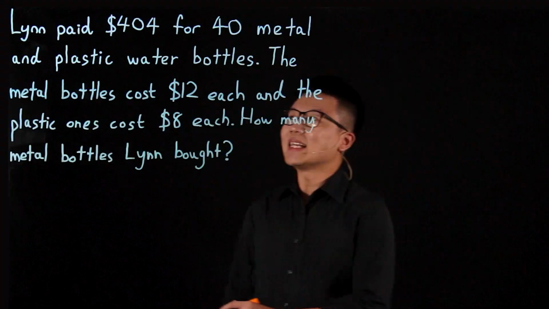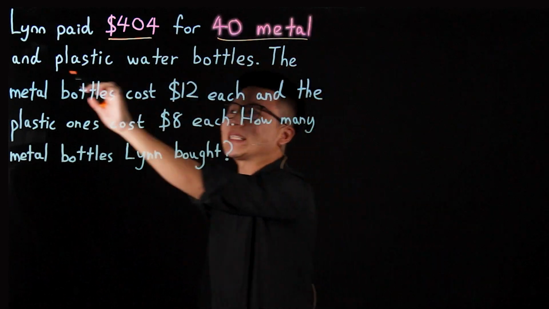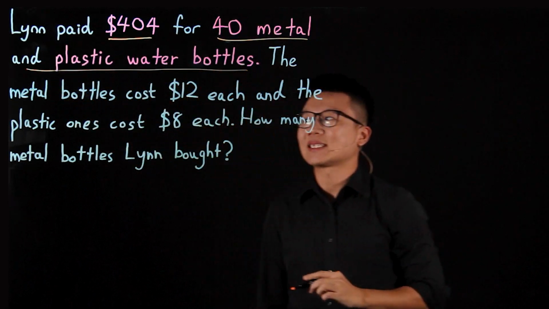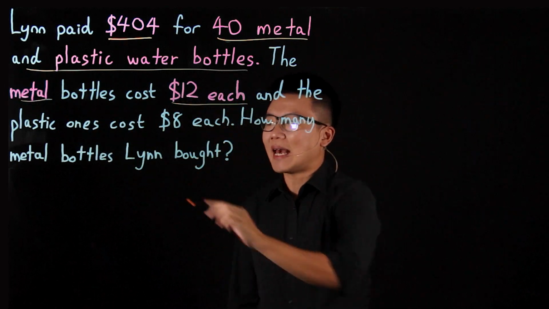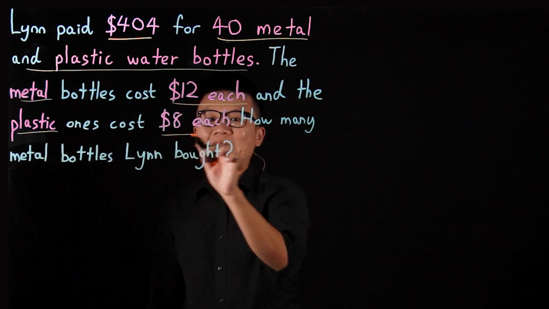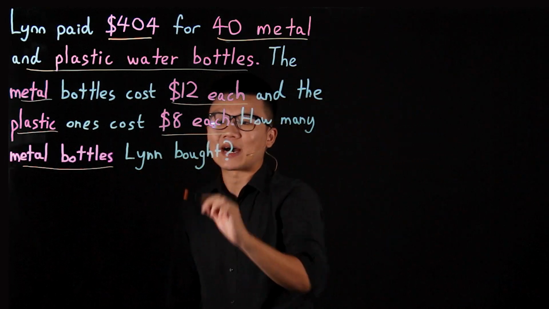Now, let's go. Lynn paid $404 for 40 metal and plastic water bottles. The metal bottles cost $12 each and the plastic ones cost $8 each. How many metal bottles did Lynn buy?